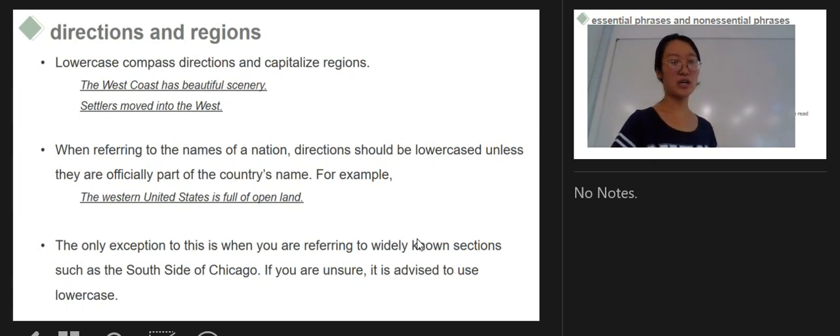On directions and regions, lowercase compass directions and capitalize regions. When referring to the name of a nation, directions should be lowercase unless they are officially part of the country's name. The only exception to this is when you are referring to widely known sections such as the South Side of Chicago. If you are unsure, it's advised to use lowercase.